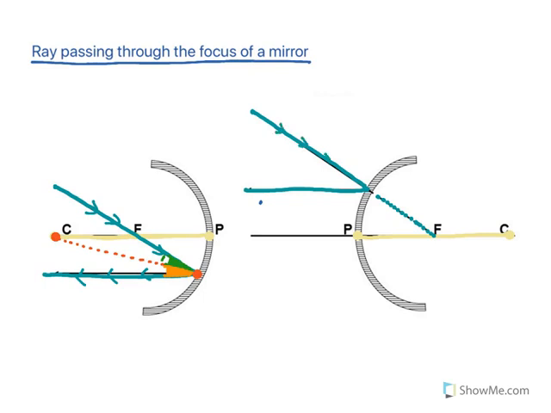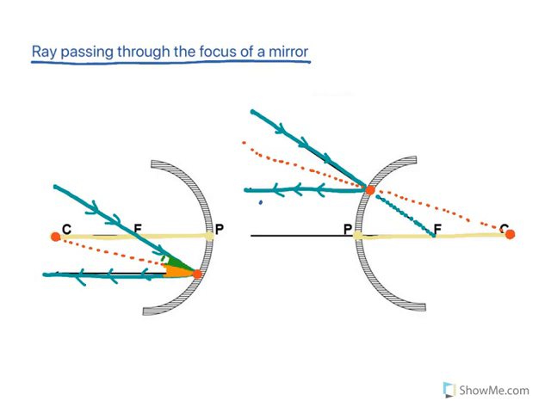So a ray that is heading for the focus, after reflection it goes parallel. Now to find the angle of incidence and the angle of reflection, we have to draw the normal. To draw the normal, we join the center of curvature to the point of incidence. That is our normal. So here is the normal, joining the center of curvature to the point of incidence.